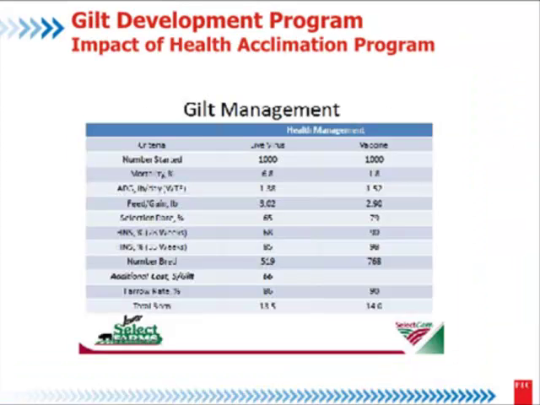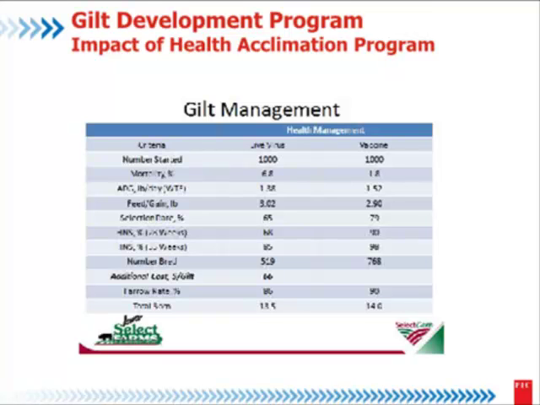This is a slide that I borrowed from Noel Williams at Iowa Select, looking at the impact of health acclimation programs on replacement gilts. This specific scenario looked at either utilizing live PRRS virus for acclimation or a commercial vaccine, where they started with an equal number of animals. Ultimately, we want those gilts to enter the breeding population as well acclimated from a health perspective as possible.